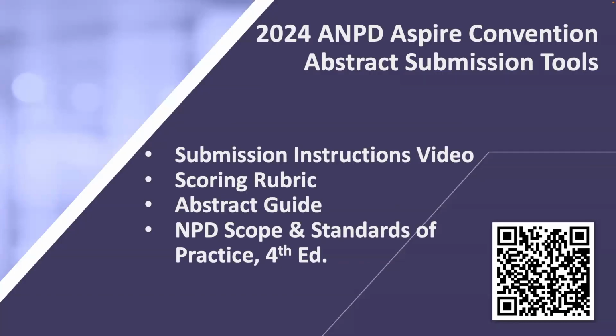Listed here are the tools to assist you in your 2024 Aspire Convention abstract submission. Use the 2024 ANPD Aspire Convention abstract submission instructions video to understand the submission platform and the how-tos of submitting. Use the scoring rubric as you are writing your submission to understand how your submission will be scored, giving you an opportunity to review your abstract in the same structured way the Convention Planning Committee will when they review and score all of the submitted abstracts.